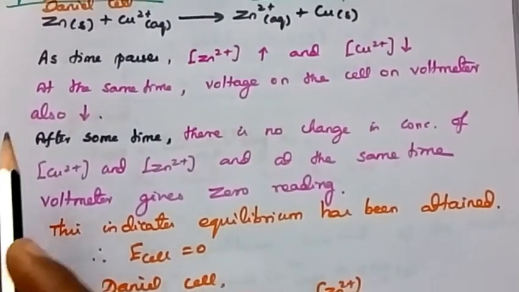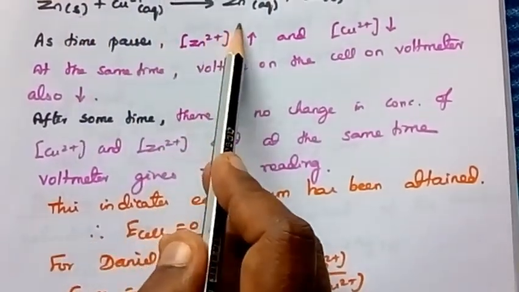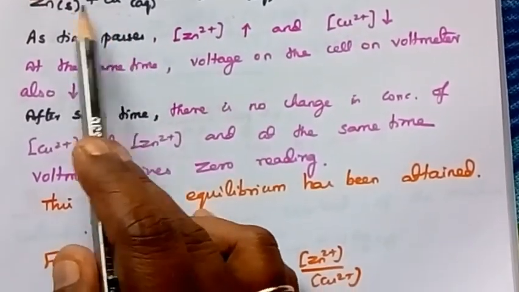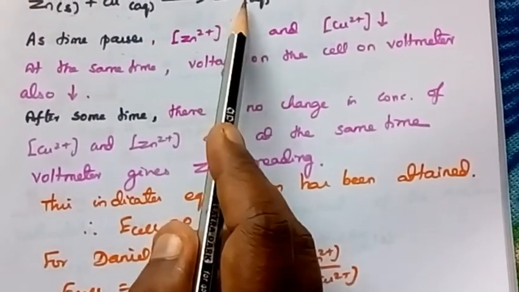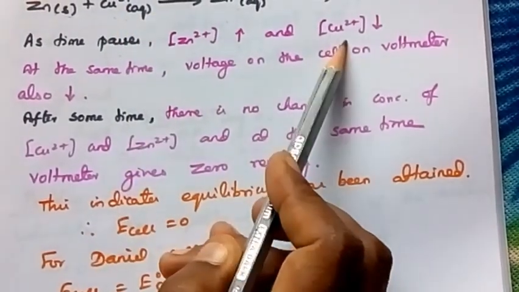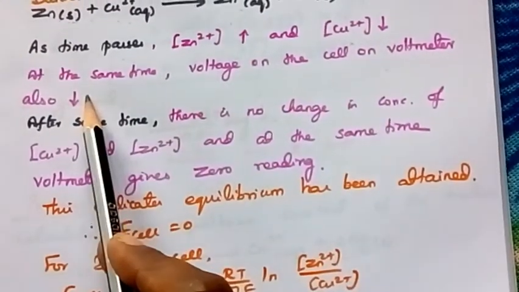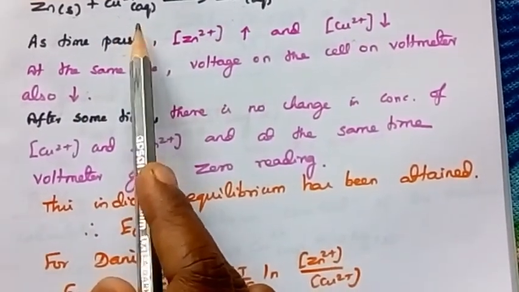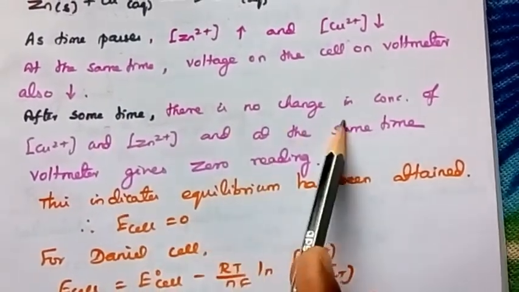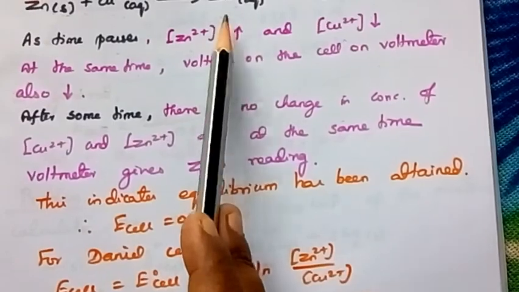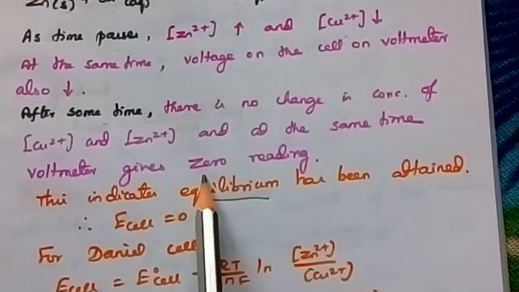Next we are going to derive the equilibrium constant from the Nernst equation. This is the same Daniel cell reaction. Initially we have only the reactant concentration. As time passes, Zn2+ concentration increases on the product side and Cu2+ concentration decreases on the reactant side. At the same time, the voltage on the voltmeter also decreases. After some time, there is no change in the concentration of Cu2+ and Zn2+. That means equilibrium is attained and the voltmeter shows the 0 value.